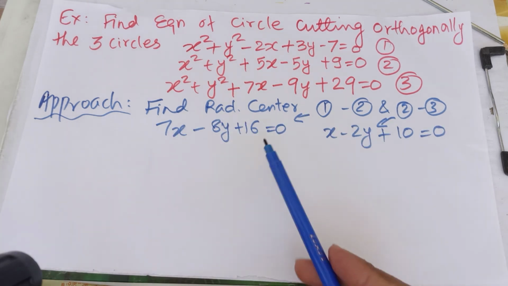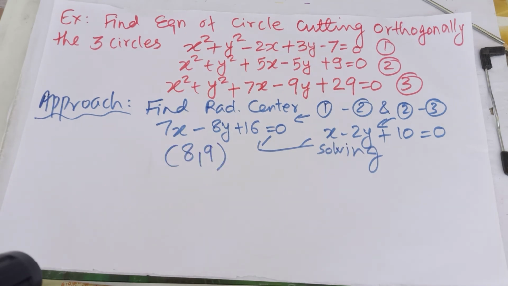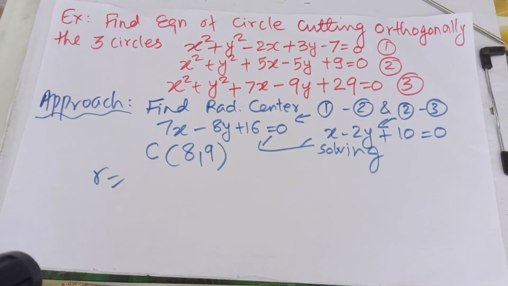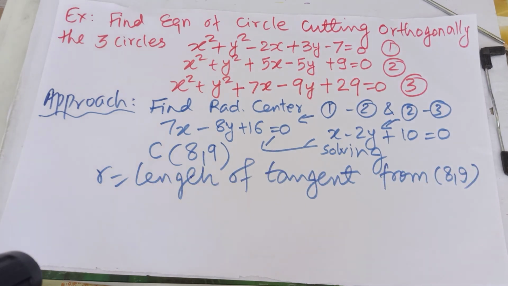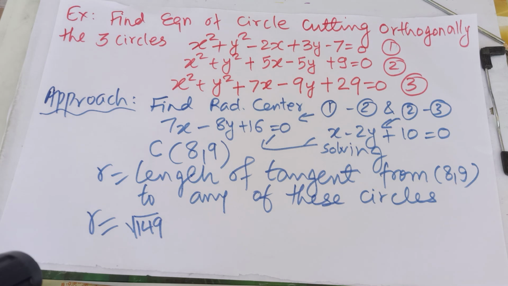So if we subtract, we will get these two equations, and when we solve these two equations, we will get 8, 9 as the center. Now how we will get the radius? So radius would be nothing but length of tangent from point 8, 9 to any of these circles, which when calculated by under root of S1 or S2 or S3 gives us radius as under root 149. So the equation of this given circle cutting the given circles orthogonally is this.